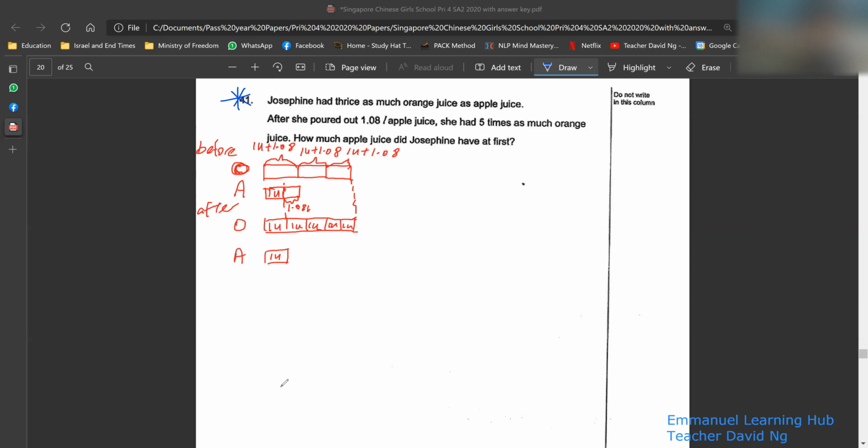Do you notice the amount of orange juice is constant throughout the whole story? She only poured out apple juice. Did she pour out any orange juice? No, right? So you can conclude that 5 units is equal to 3 times of 1 unit plus 1.08. Do you agree? You can have 3 times of this. So 3 times of 1 unit plus 1.08.